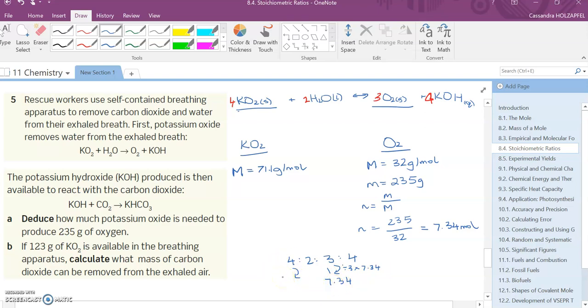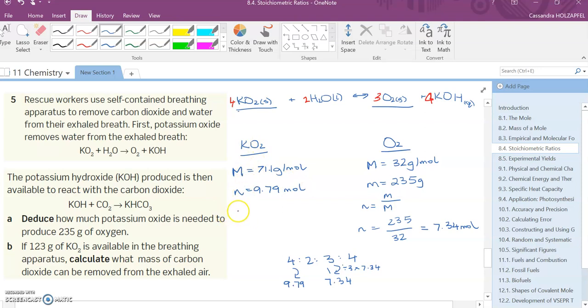So I'm going to do 4 divided by 3 times the number of moles, and that's going to give me 9.79. Yeah, so that's rounded correctly. So I now know that I have 9.79 moles of the potassium oxide.